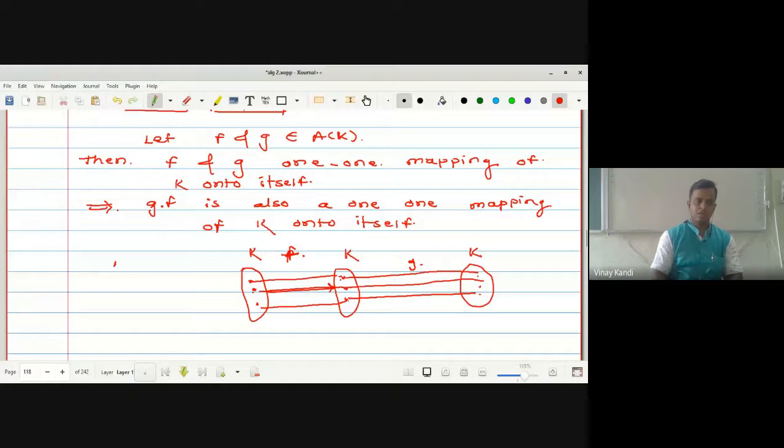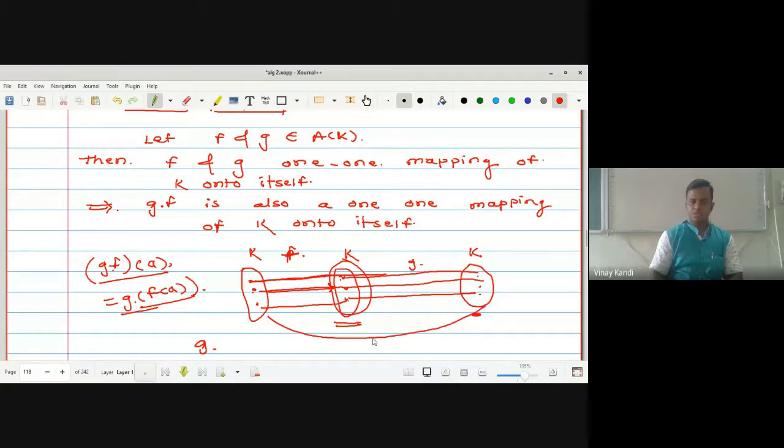Okay, then you have G into F. On which element will it act, on this A. How will it apply? G of F of A. Where will F of A land? It comes here, in this set. And G of F of A lands in this set. So what is this mapping? From here to here, that is G into F. Is it correct?